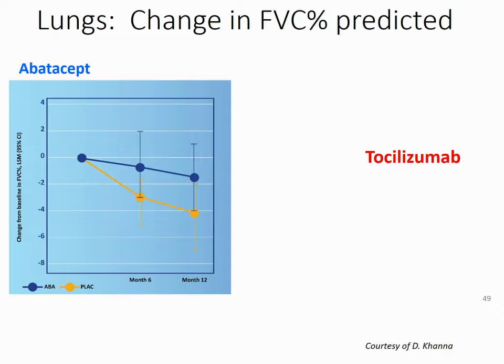Okay, so just looking at the lung function test, this is the placebo arm, this is abatacept, and you don't want to see the lung function worsening. So you can see that the abatacept or the drug arm actually had less decline; it basically was stable.